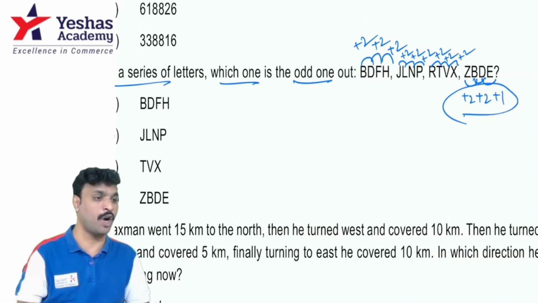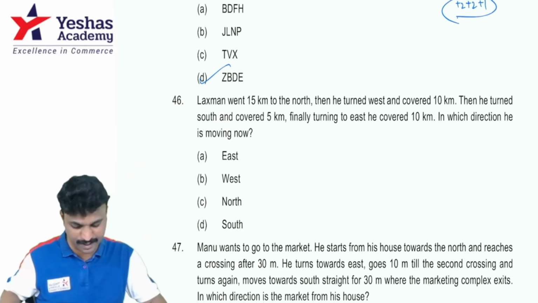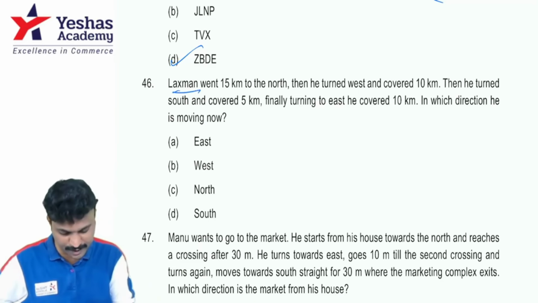So which one is the odd one out? ZBDE. That means option D is the right answer. Guys, moving on to the next question, that is 46.